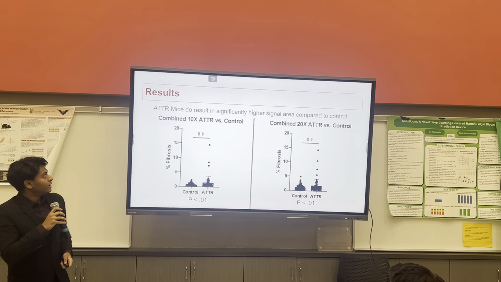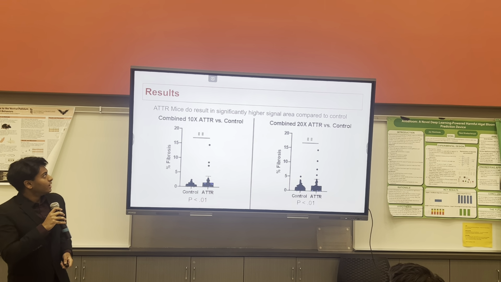Looking at all the ATTR mice overall, to conclude, we see that the combined ATTR mice for the healthy control for the 10x and 20x both show a strong p-value of less than 0.01, and that means that we believe that our Fibroquant imaging really does work and can differentiate, especially with the female mice, the amount of fibrosis and how much fibrosis is within the heart cell.